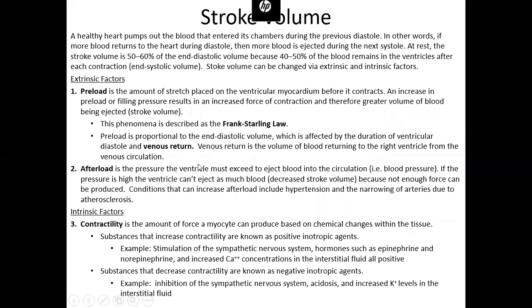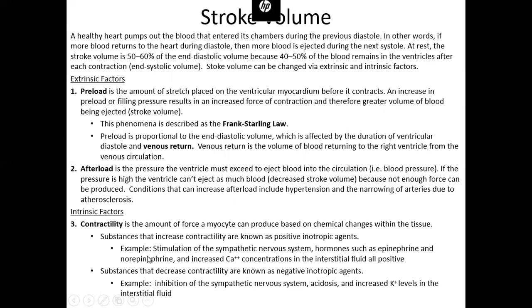Things that cause substances to increase contractility are called positive inotropic agents. This includes stimulating the sympathetic nervous system. This is why when you have that fight or flight response, it might feel like your heart is beating out of its chest. Feels like it's beating really hard. That's what it is. It's higher contractility.